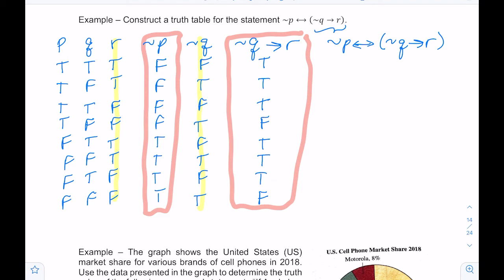So I have false true, which is false. False true again, false. False. And now I have false and false. As long as they're the same, it's true. True, true. And then true, false. And this is my answer column.